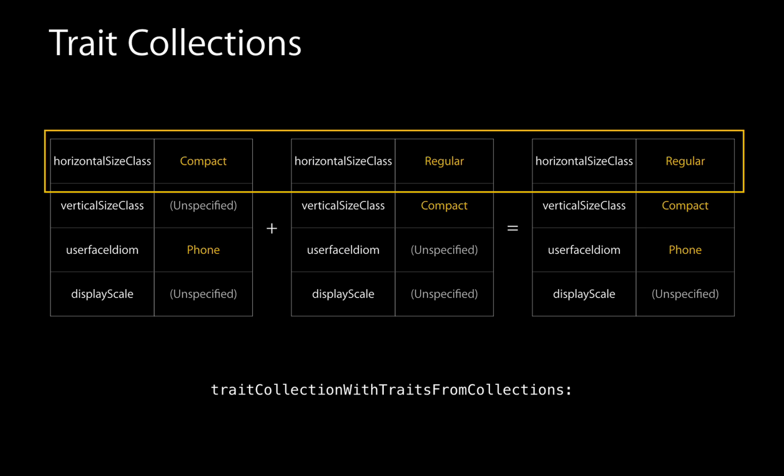So here, we're adding compact to regular for the horizontal size class, so our resulting trait collection will also have a regular horizontal size class. And we'll see where this can be used a little bit later in our talk. Now that you know how traits work, let's see how we use them in our application.